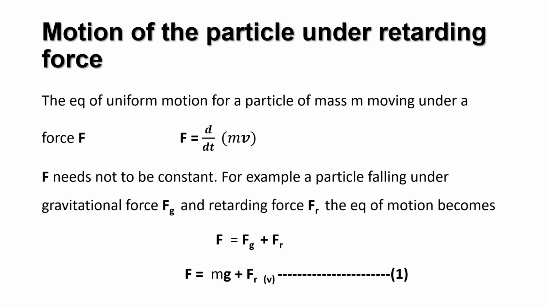So, the gravitational force is in the negative z direction, and the object is moving in the negative z direction here. So the retarding force is in the positive z direction. So we have written that the total force is equal to mg plus Fr, and given that equation number 1.